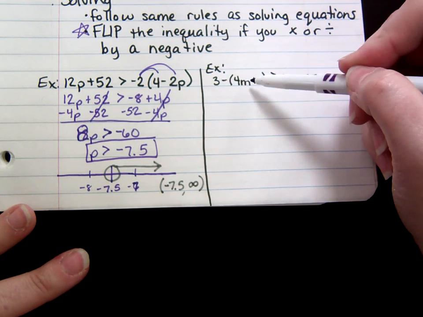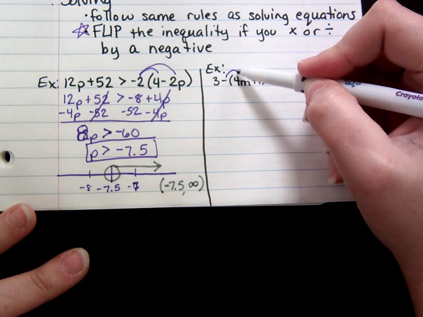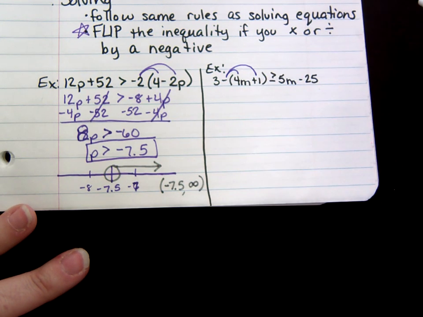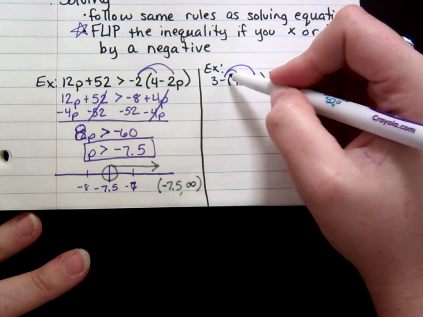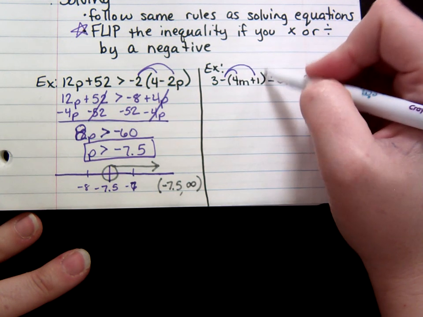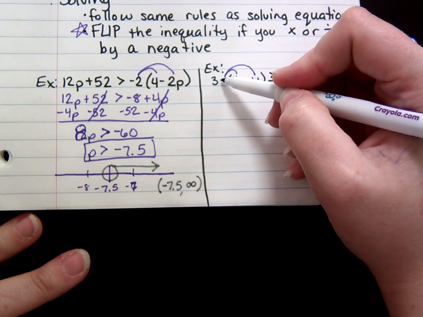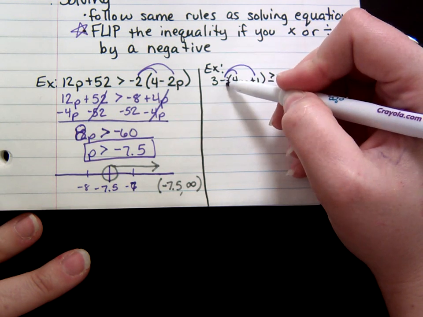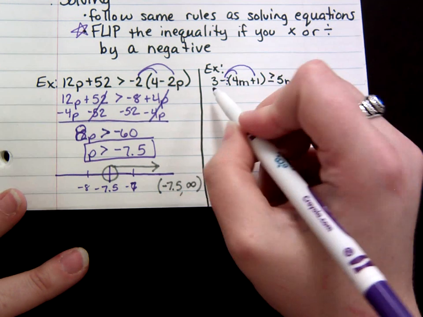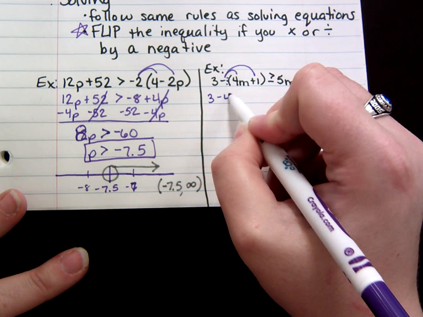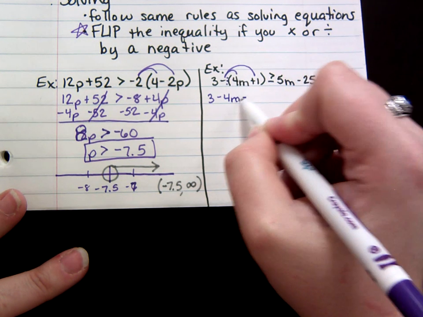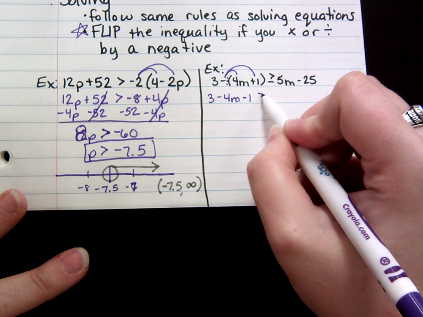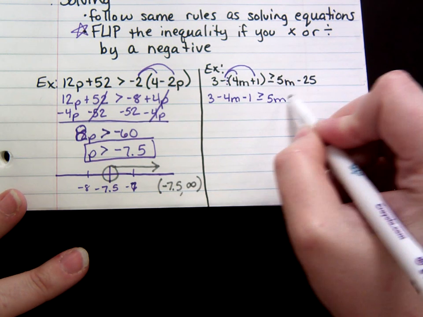In this one, when I go to solve it, the first thing I'm going to do is distribute that negative 4. Or I'm sorry, distribute this negative to the 4 and the 1. Remember, if it's minus a set of parentheses, you're subtracting the whole thing. So it's kind of like you're distributing a negative 1. So that's 3 minus 4m minus 1 is greater than or equal to 5m minus 25.